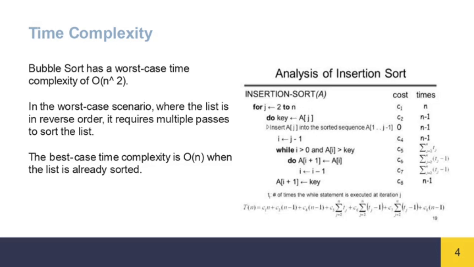Time complexity. Bubble sort has a worst case time complexity of order n to the power 2, in the worst case scenario where the list is in reverse order. It requires multiple passes to sort the list.